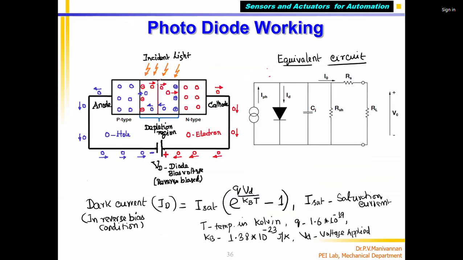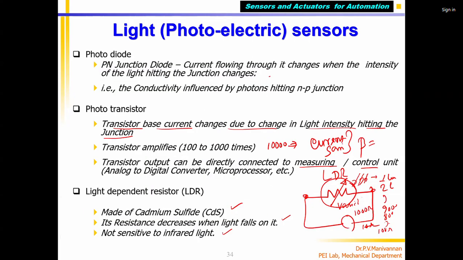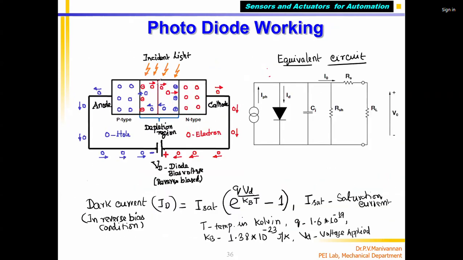Okay, now let us see how it works. Here I told you the overall information. We are now going a little deeper into the photodiode's working. We know that it is a PN junction diode. The photodiode is called a PN junction diode.